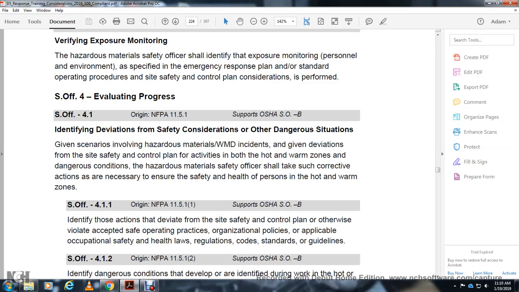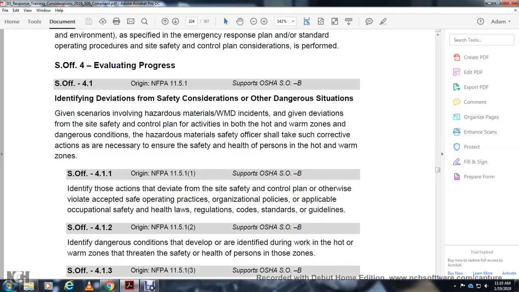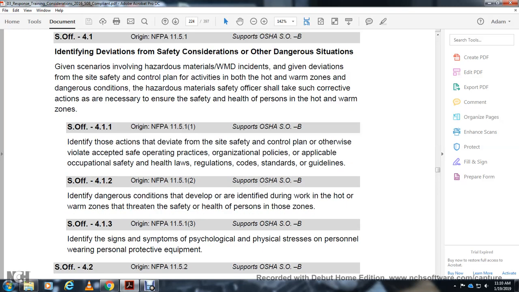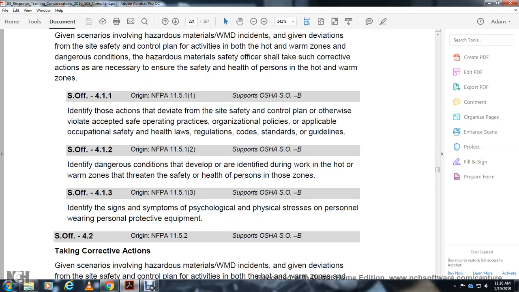These actions must be consistent with the site safety control plan and otherwise follow the standard operating procedure, organizational policies, and applicable occupational safety and health laws, regulations, codes, standards, and guidelines. Identify dangerous conditions that develop during work in the hot and warm zones where they threaten the safety and health of persons in the zone, including the signs and symptoms of psychological and physical stress on persons wearing personal protective equipment.